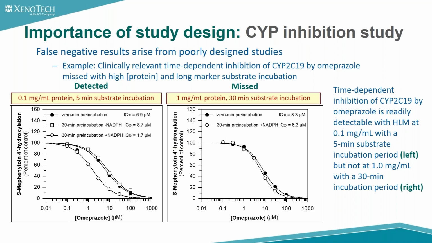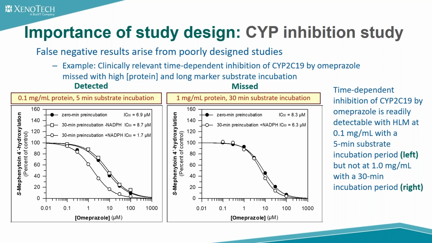But when the experiment is conducted under more appropriate conditions, so a lower amount of protein, in this case 0.1 milligrams per milliliter, and a shorter substrate incubation time, in this case 5 minutes instead of 30 minutes, time-dependent inhibition of omeprazole was revealed. And this can be seen in the about 4-fold shift in the IC50 value observed between the treatments. Again, why is this important?